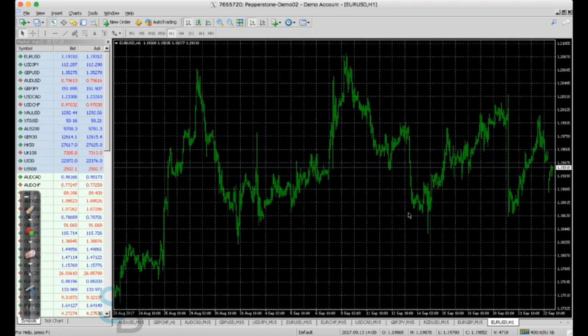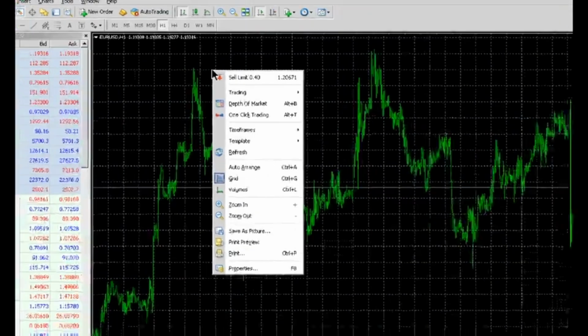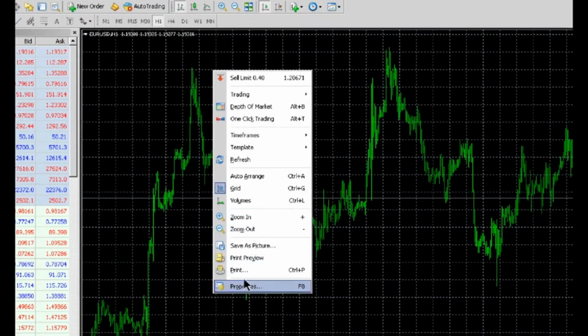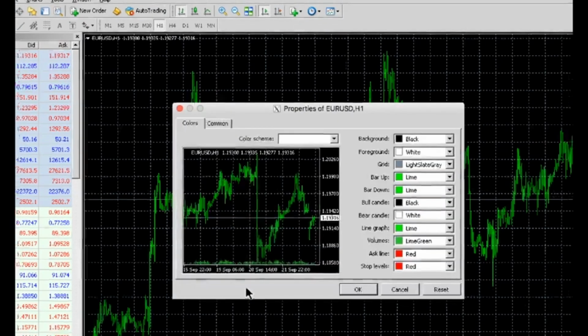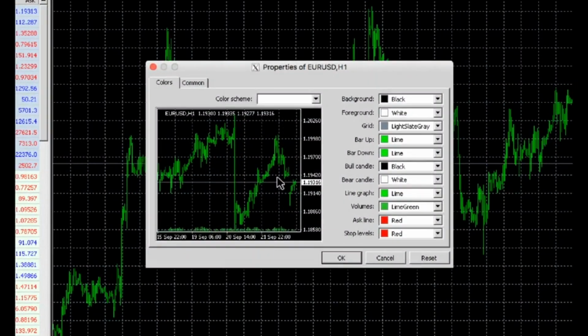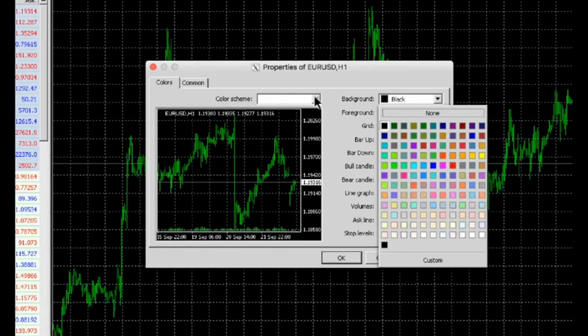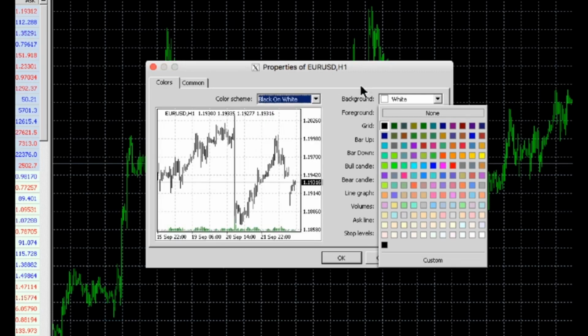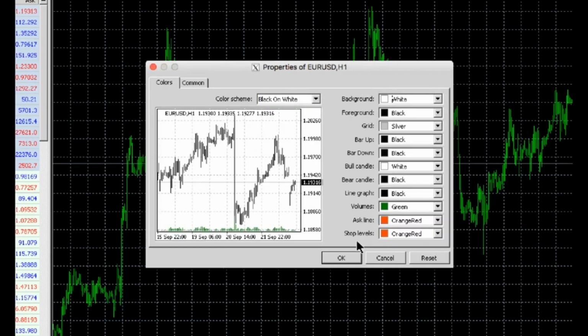Okay? So first I'm going to customize it. So I'm going to right click again. Right click on the chart, go to properties. I'm going to choose a background, or rather color scheme, black on white. It's my preference. Okay, bull candle green, bear candle red.